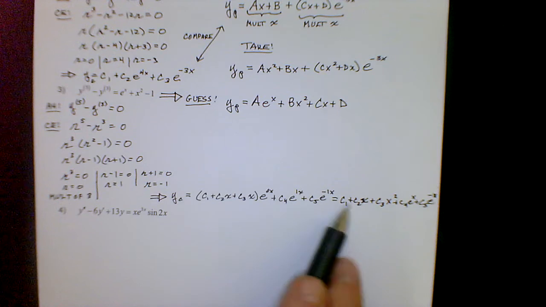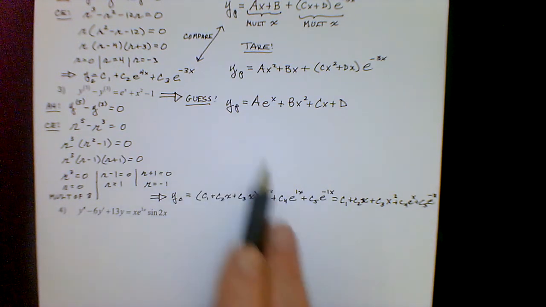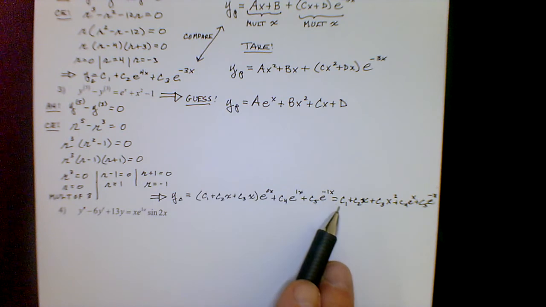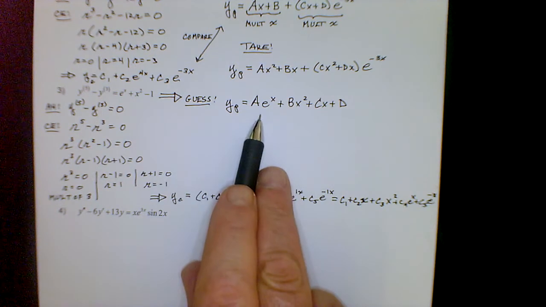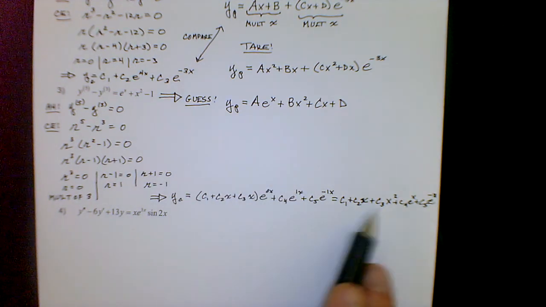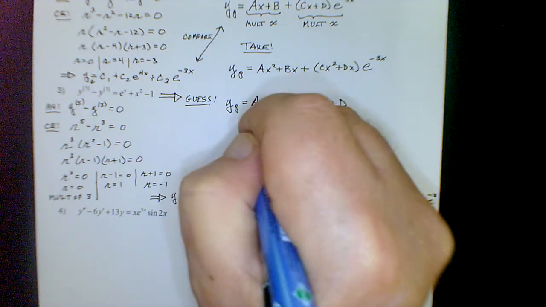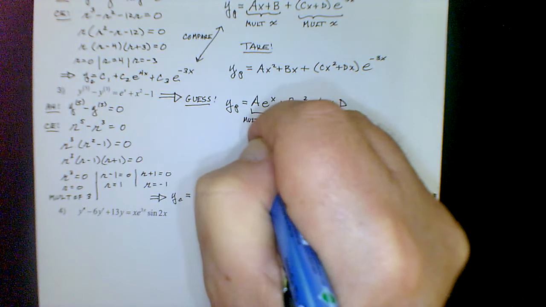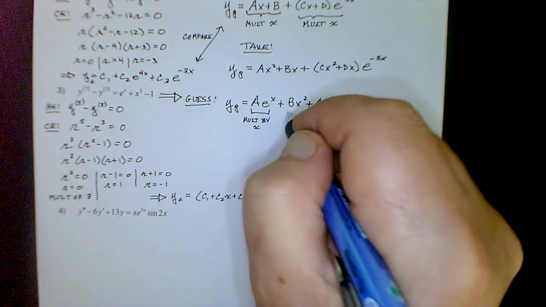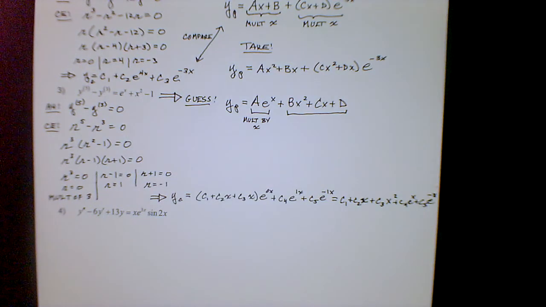And then when we compare our proposed guess to the solution to the homogeneous, we see, first off, let's look at the a e to the x. Is there an e to the x in here? And yes, there is. C4 e to the x. So we're going to have to multiply this guy by x. But then we're going to consider all these simultaneously. The bx squared plus cx plus d.